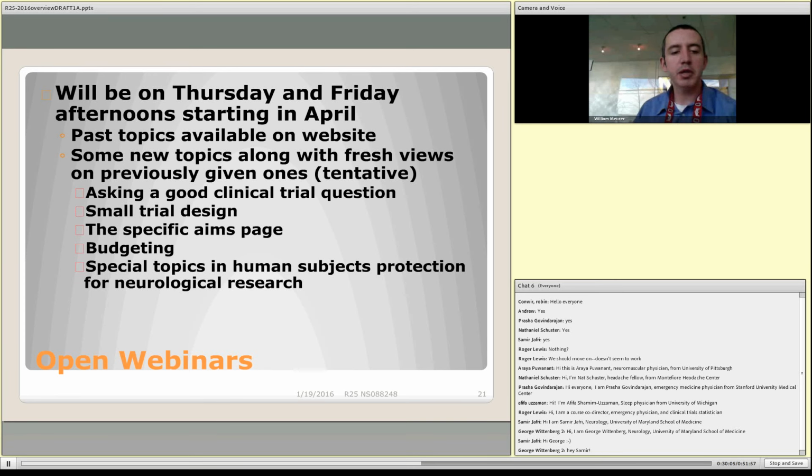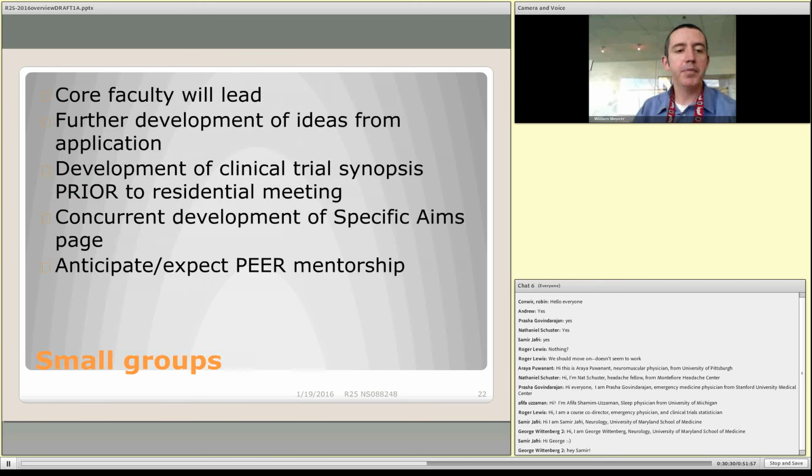Small trial design has been a popular one, as has how to write the specific aims page. Budgeting is a big black box, and I think we need to work more on that. And we're working to get some great speakers for the special topics in human subjects protection for neurological research. So this will be coming together more completely soon, but we wanted to get out and talk to you all about the course and the application process.